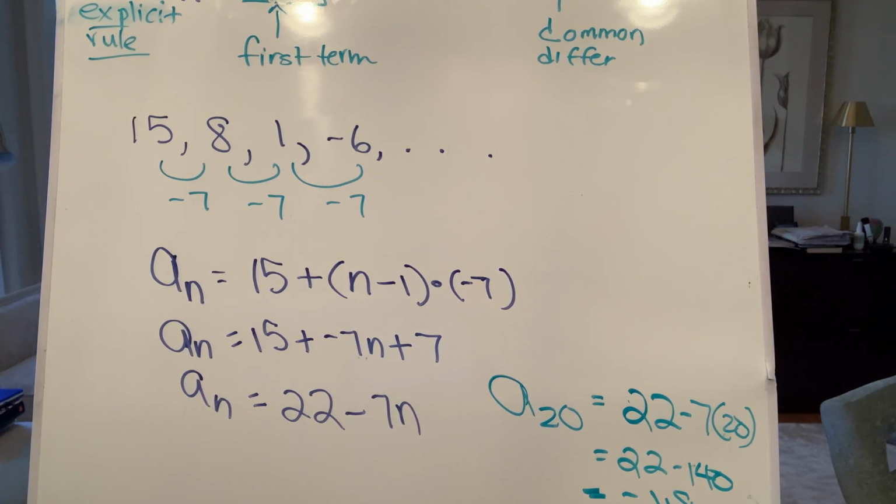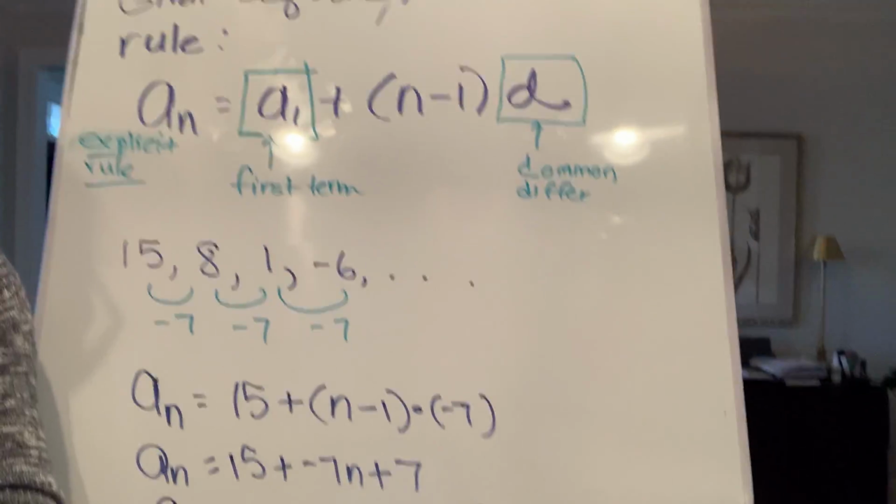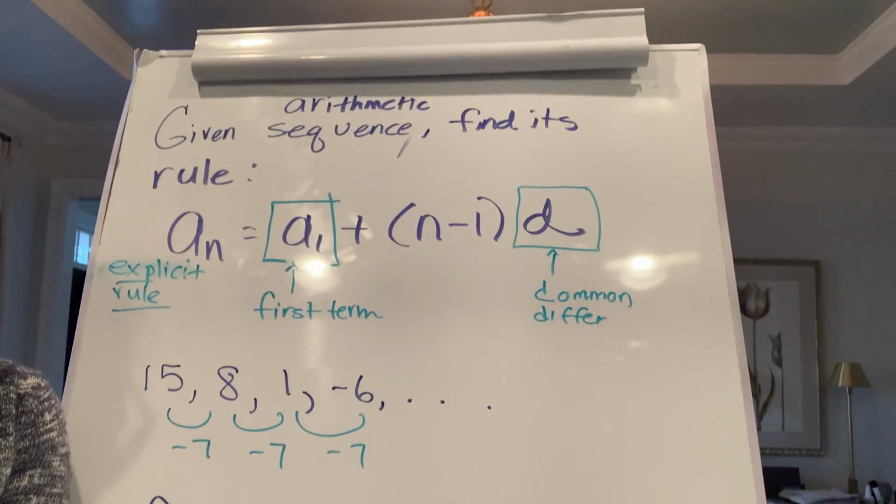All right, that is how you find the rule if I give you the sequence. You can also find the rule if I give you just the common difference and a term, or if I give you 2 terms. We're going to go over those examples in the next video.